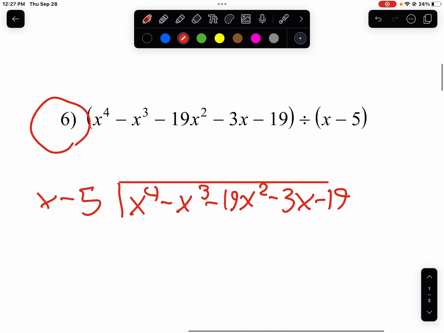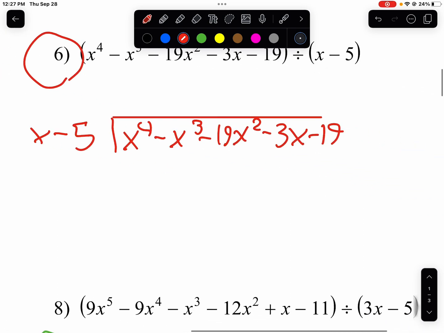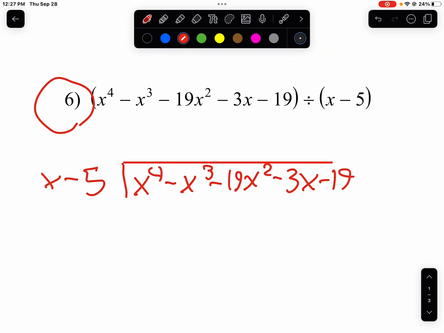We're going to try out number 6. We're going to see if it goes into it evenly, and if it doesn't, write your answer as a fraction. Okay? So if there's a remainder, we're going to leave it. Since this is a 19 and this is a 5, we're going to have a remainder at the end of it, because 5 will not go into 19 evenly. But we're going to go try our best to do this.